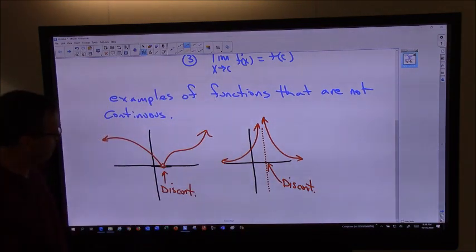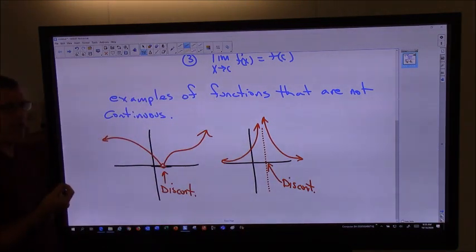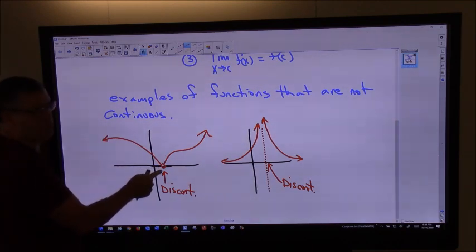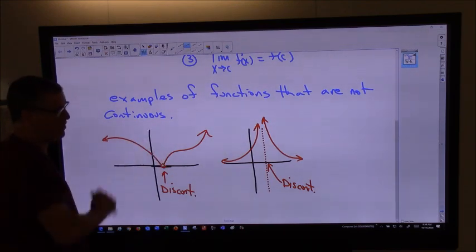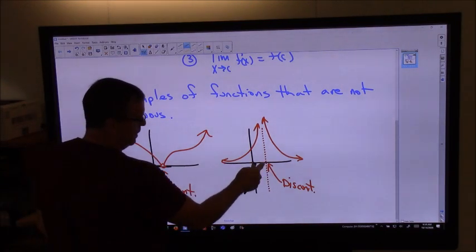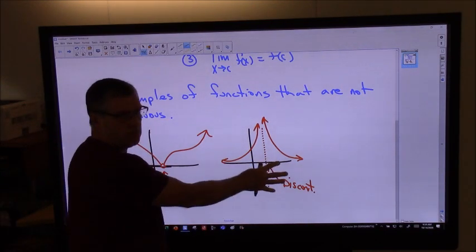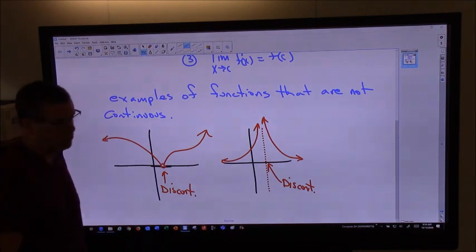And so this function would be discontinuous at that x value. Anytime we describe where a function is discontinuous, it always has to do with the x value, not the y value. Okay? So if this was x equals 1, I would say this is discontinuous at x equals 1. If this was at x equals 2, discontinuous at x equals 2.